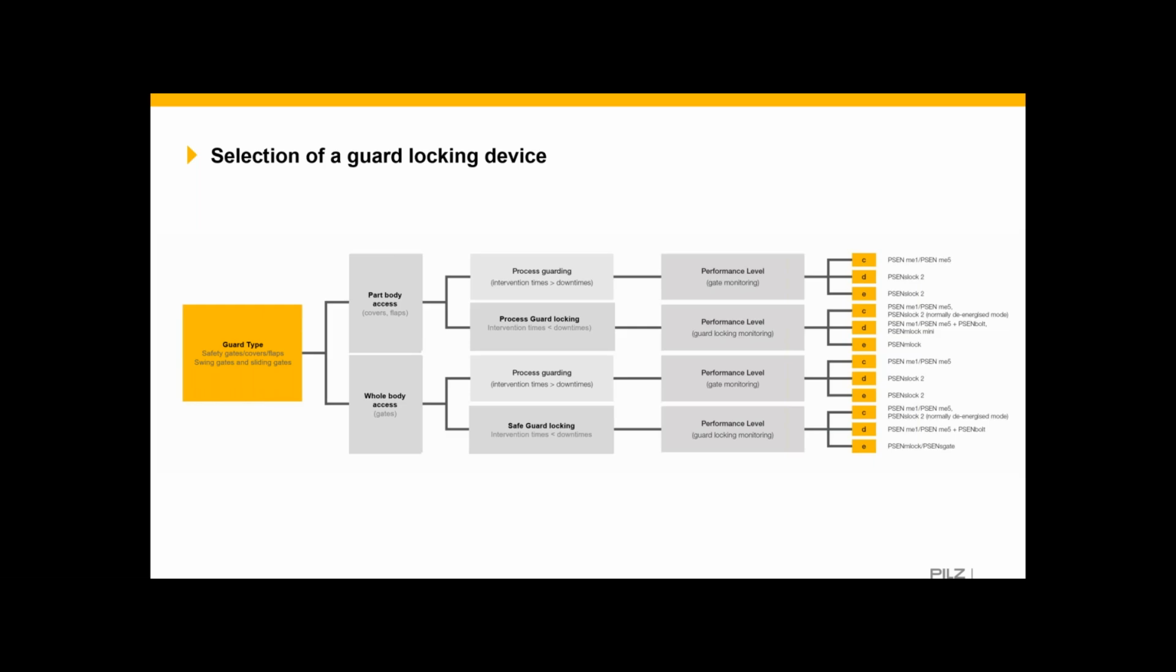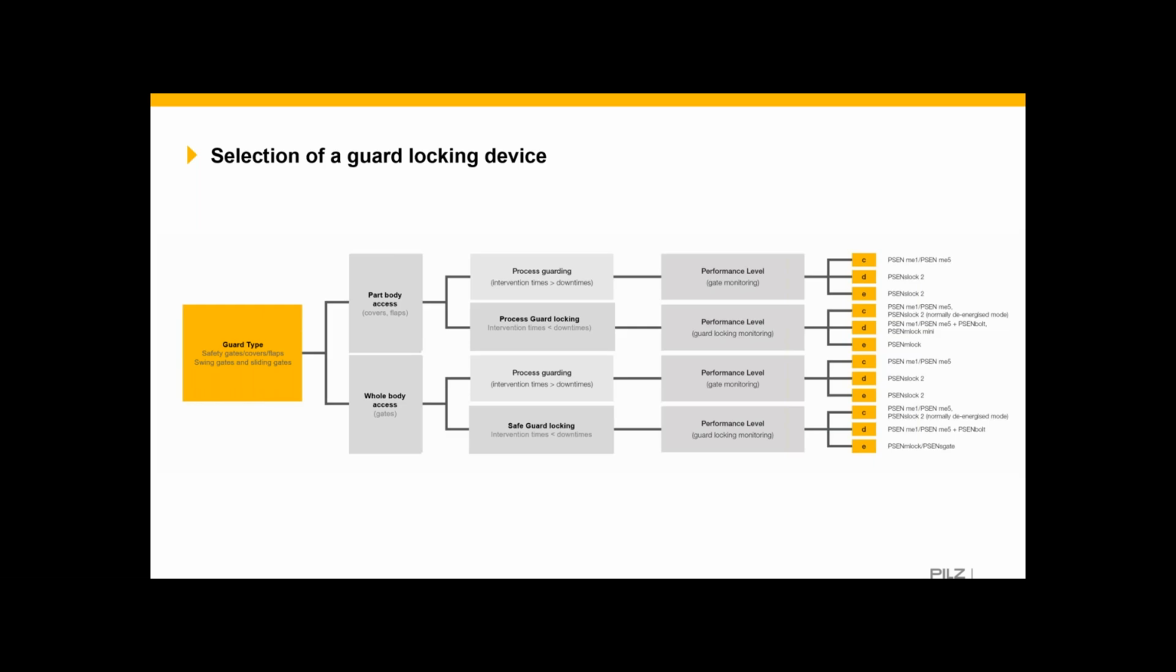So what we mean by that is, is it just a cover or a flap, so you can just open the cover and put your arm in, for instance, or is it whole body access, like a gate, so you can physically walk inside? And then based on that, for part body access, it would be whether it's process guarding, so the intervention time, the time to gain access, is greater than the machine rundown time, or for process guard locking, is the intervention time less than the machine stopping time.